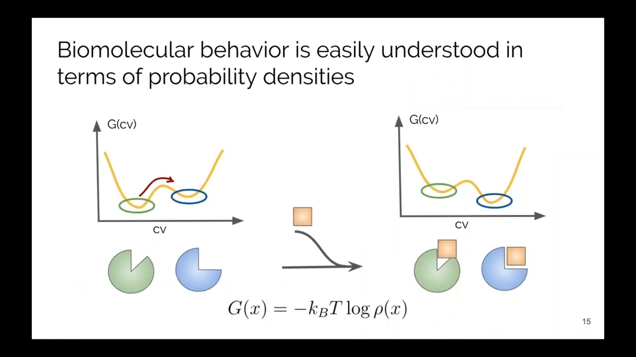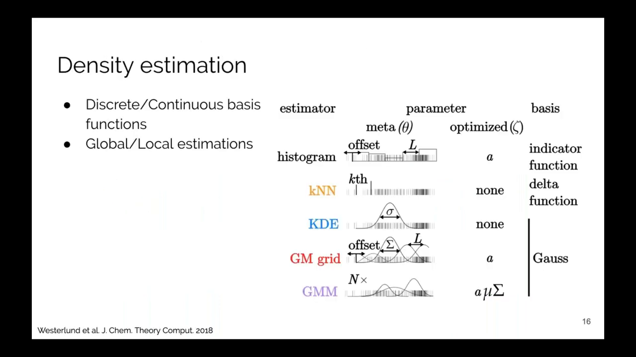So these three methods are really widely used in data science to perform clustering, but we're really not taking advantage of the type of data that we are considering when we want to use molecular dynamics simulations. And as we mentioned earlier, biomolecular behavior is easily understood in terms of free energy landscapes, which are essentially probability densities. So it might be nice to use clustering methods that are based on densities.